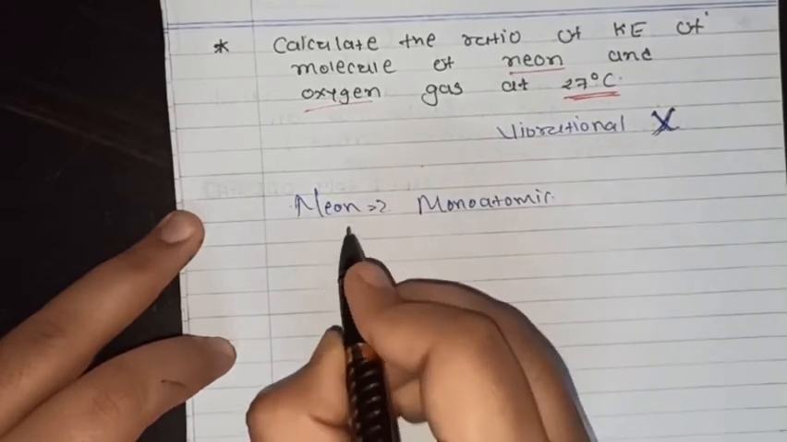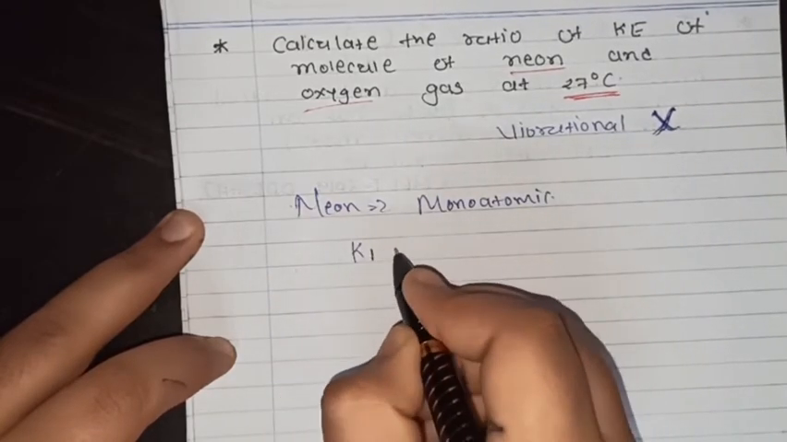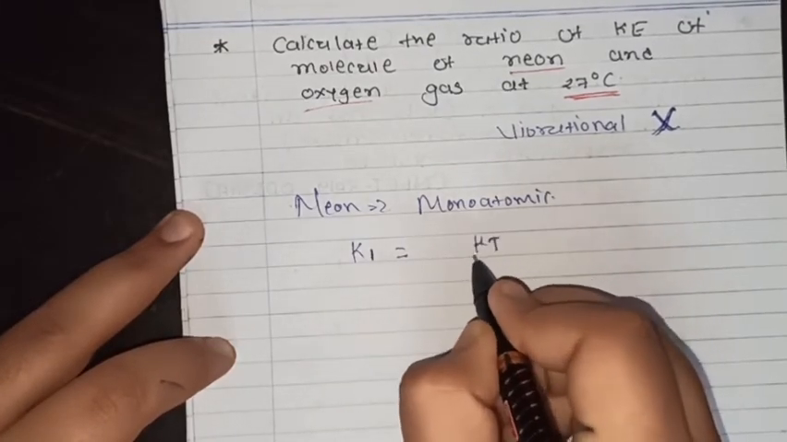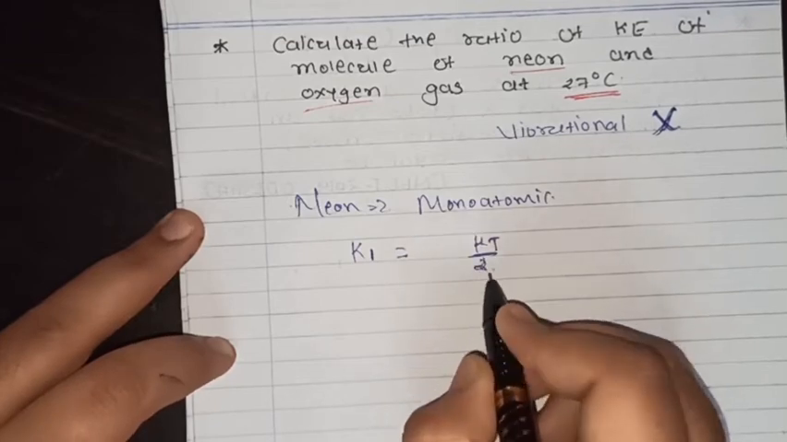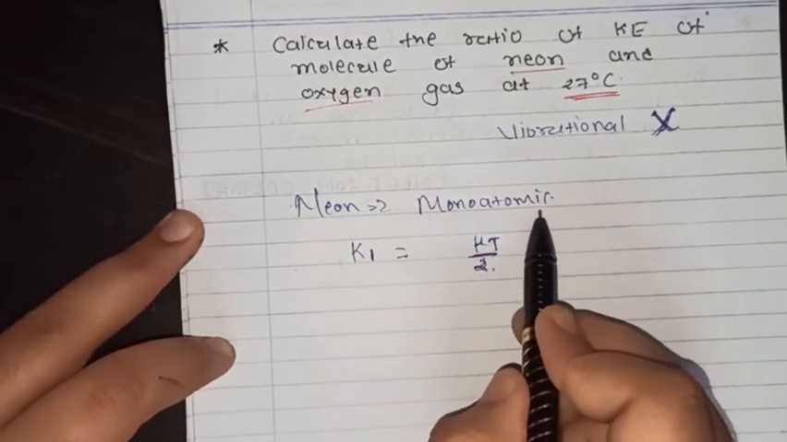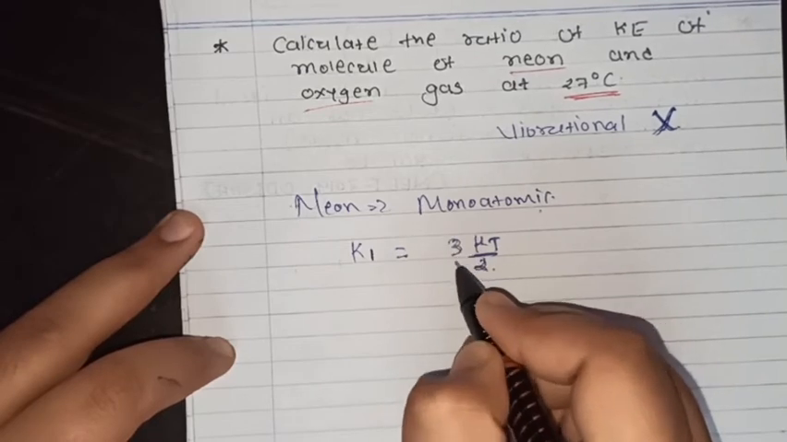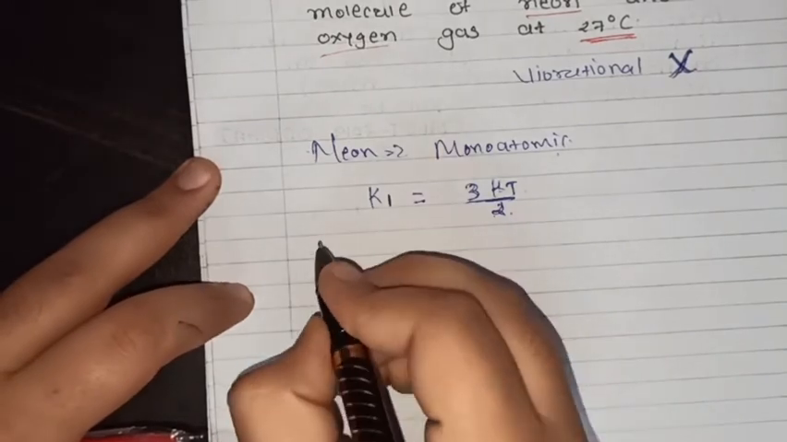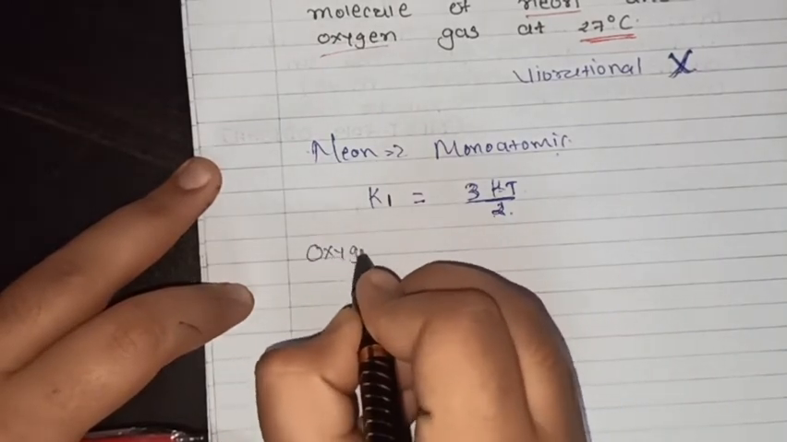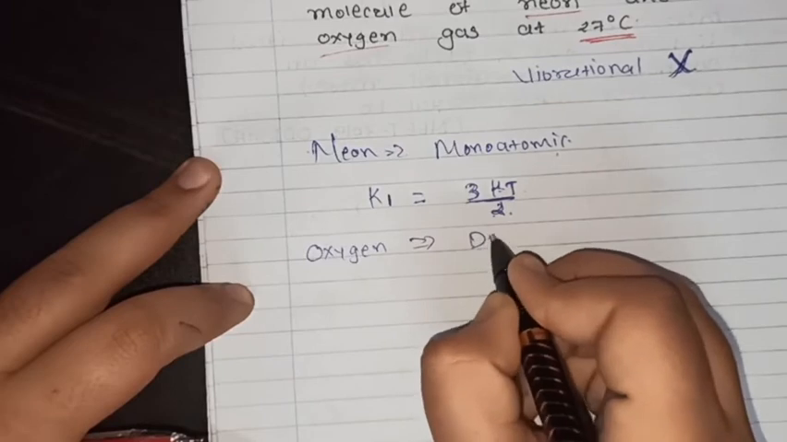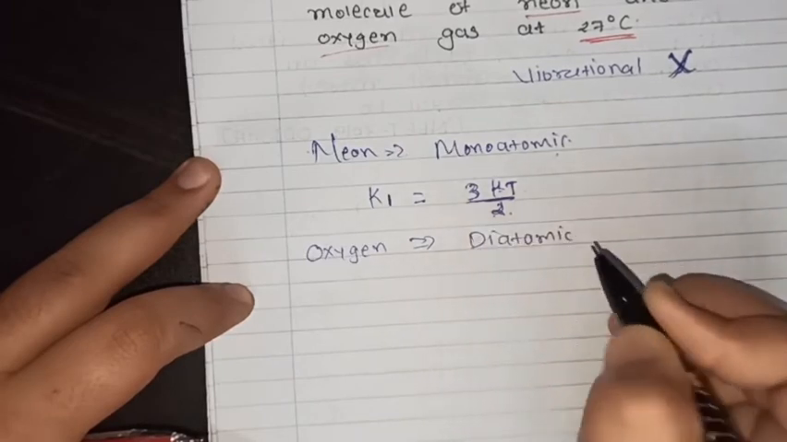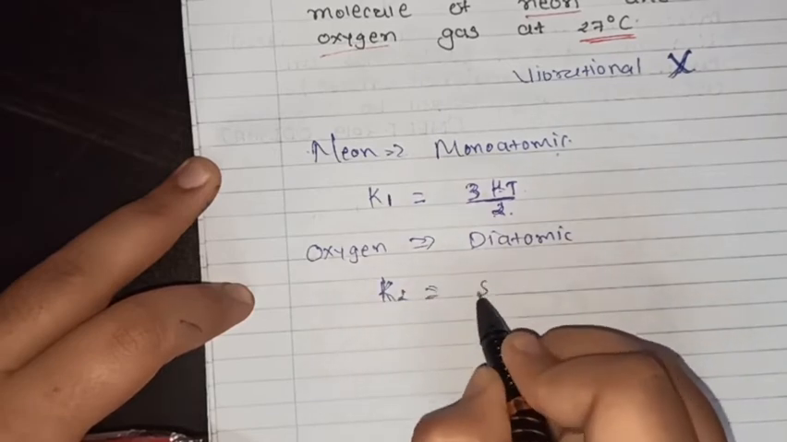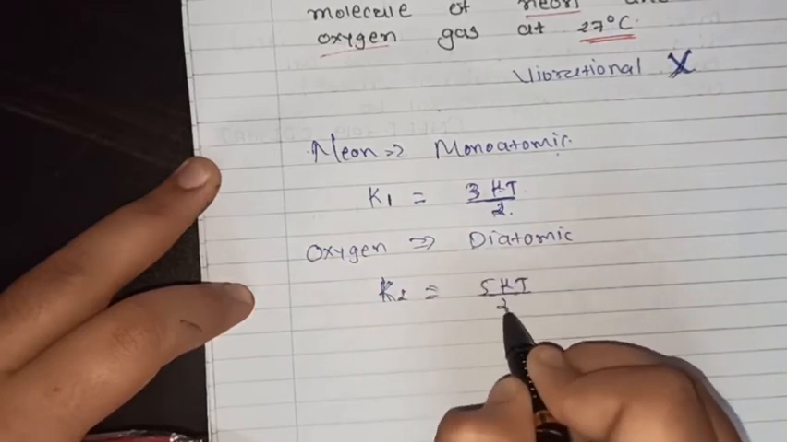We know that kinetic energy, let's say for neon, is K1. Kinetic energy is kT by 2 per degree of freedom. For monoatomic, degree of freedom is 3, so kinetic energy of neon will be 3 by 2 kT. Now for oxygen. Oxygen is diatomic. It will have 5 degrees of freedom, so its kinetic energy will be 5 kT by 2.